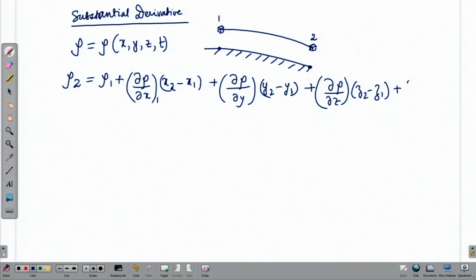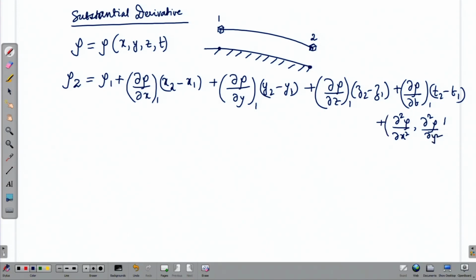So, you are going to write it in this manner, and then all these derivatives are being worked out about the point 1. You will have higher order terms over here, including, say, second order derivatives in space and time and so on, which are neglected. These are the higher order derivatives.